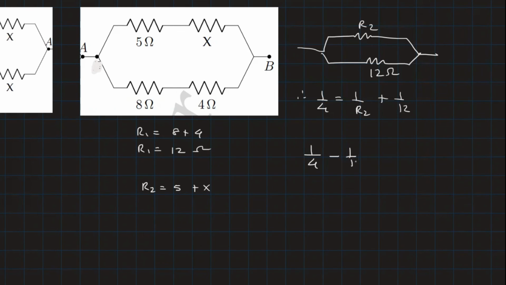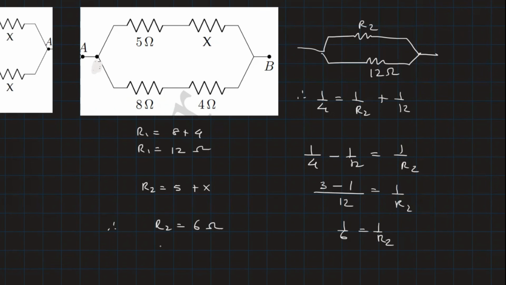So we have 1 by 4 minus 1 by 12 as 1 upon R2. So this will be 3 over 12, this will be 1 over 12. So that will be 3 minus 1, that is 2 over 12, you get 1 over 6. So therefore we have R2 as 6 ohm. So 6 is equal to 5 plus X. X will be equal to 1 ohm. So the answer to this X is 1 ohm.